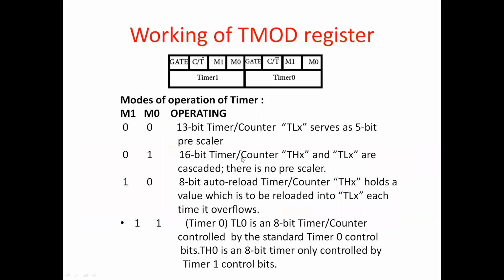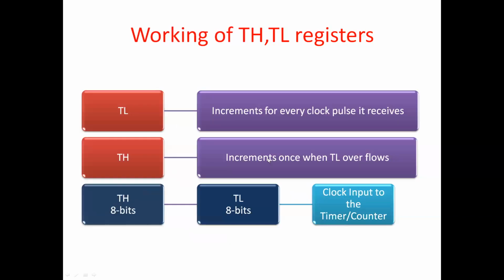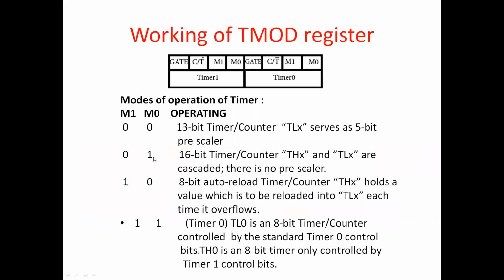And mode 1 is a 16-bit timer or counter. So the entire TL 8 bits and TH 8 bits, both 16 bits, are used for either timer or counter operation. That is mode 1.